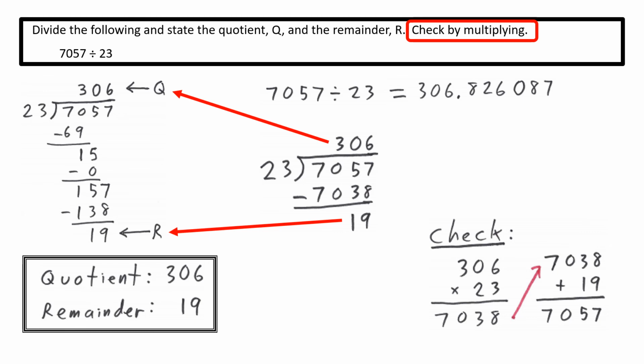Notice that this work at the bottom right is not the answer, it is simply to check. And it all checks out. Our quotient is 306 and our remainder is 19.